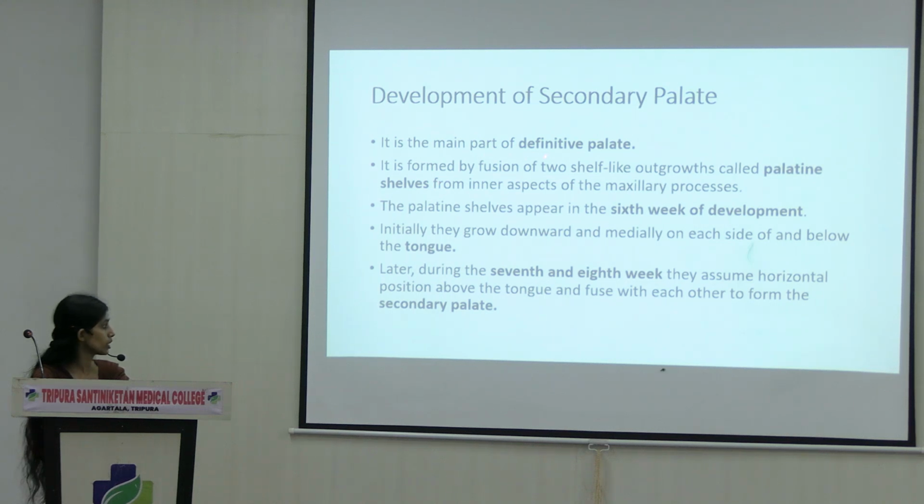It is the main part of the definitive palate. The adult palate, where I have shown the development of hard and soft palate, that structure is called definitive palate. It is formed by fusion of two shelf-like outgrowths called palatine shelf from the inner aspect of the maxillary process. The palatine shelf appears in the 6th week of development. Initially they grow downward and medially on each side of and below the tongue region. Later, during the 7th and 8th week, they assume a horizontal position above the tongue and fuse with each other to form the secondary palate.